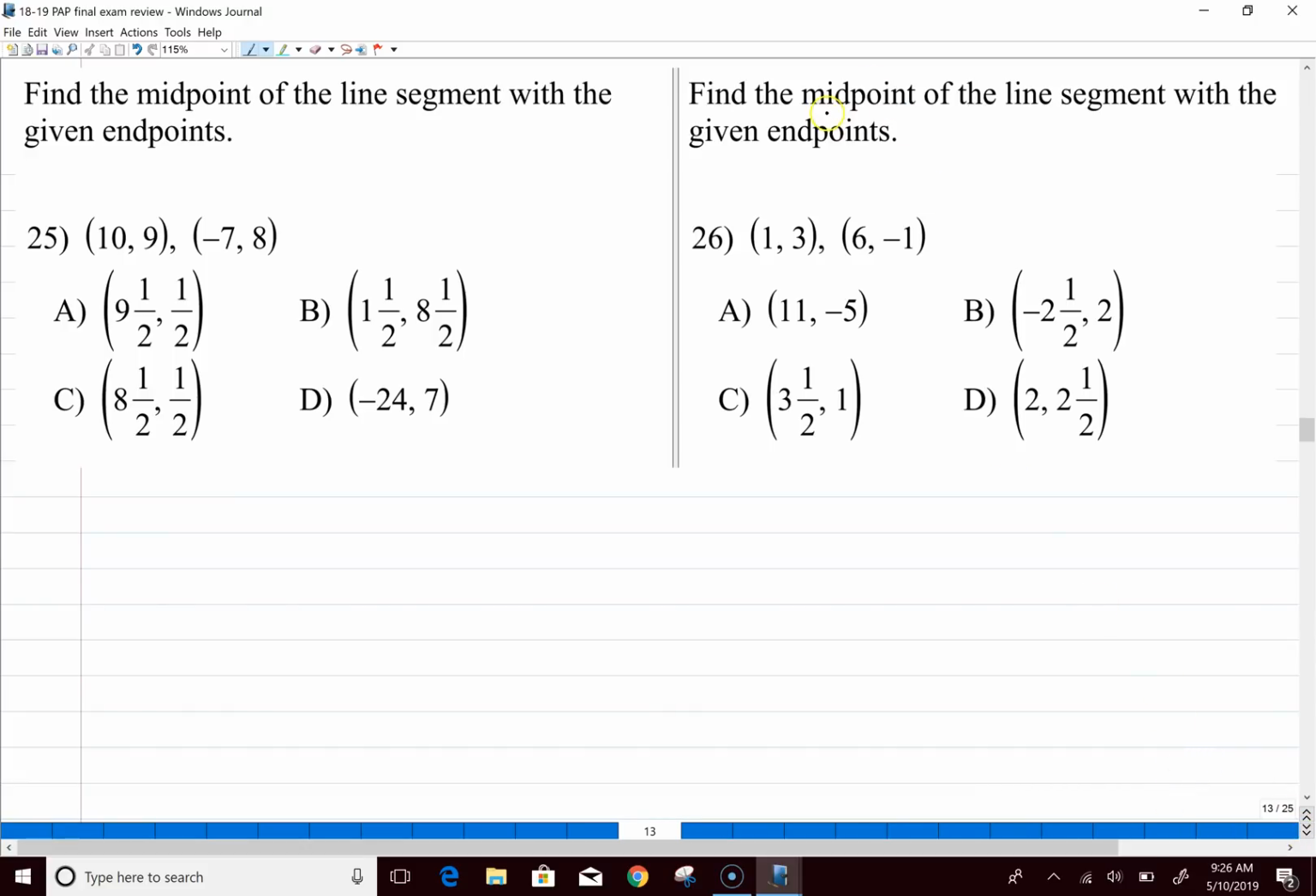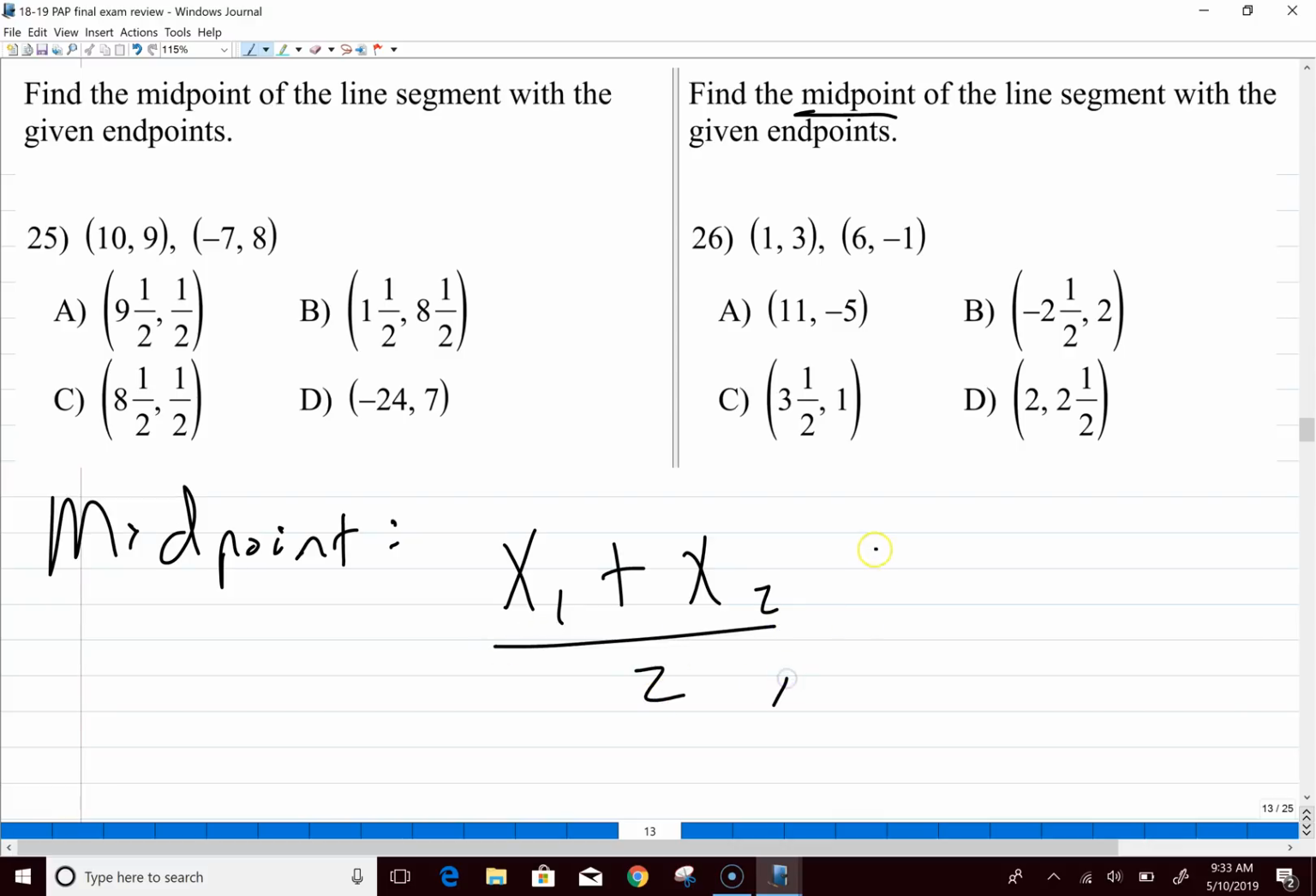All right, looking for the midpoint. The midpoint formula. So the midpoint formula is x1 plus x2 divided by 2, comma, y1 plus y2 divided by 2. Okay? Wrote that down, right? Excellent.